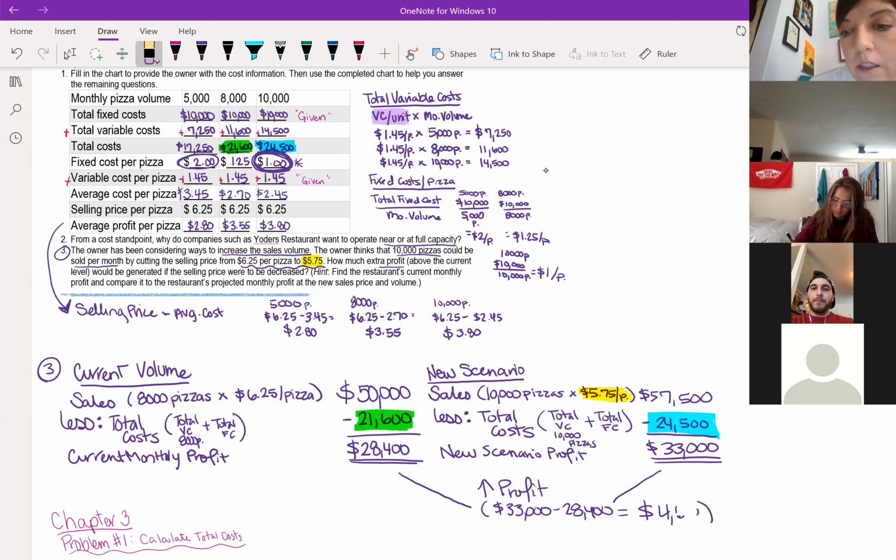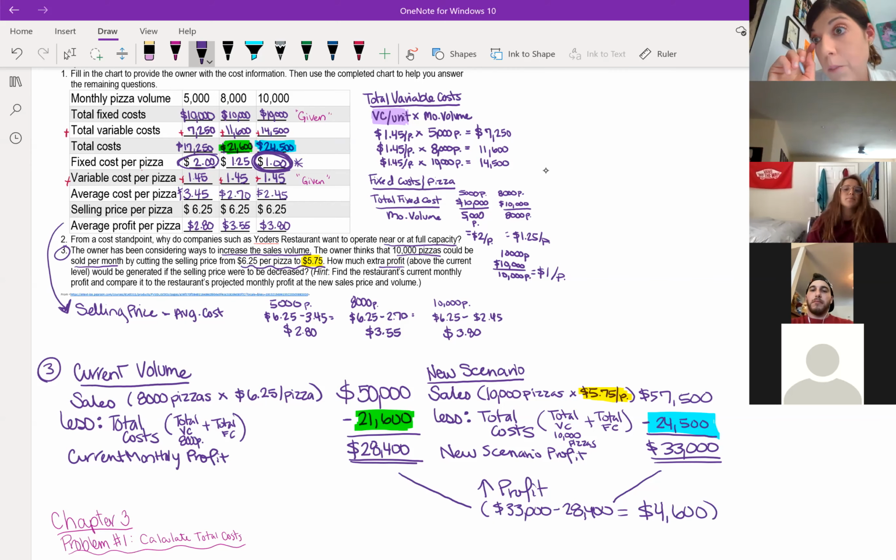So is it worth it to the company to reduce the selling price to increase the volume? Yes, probably. If they expect that high volume change, then yeah, absolutely. I think I actually got this right. Good job. I am accounting. Counting is fine.